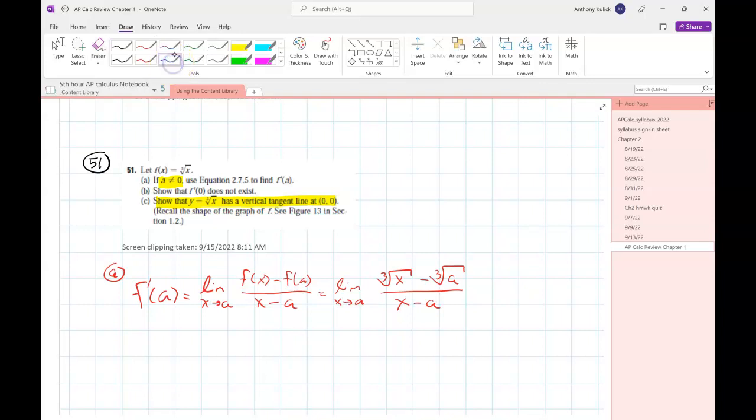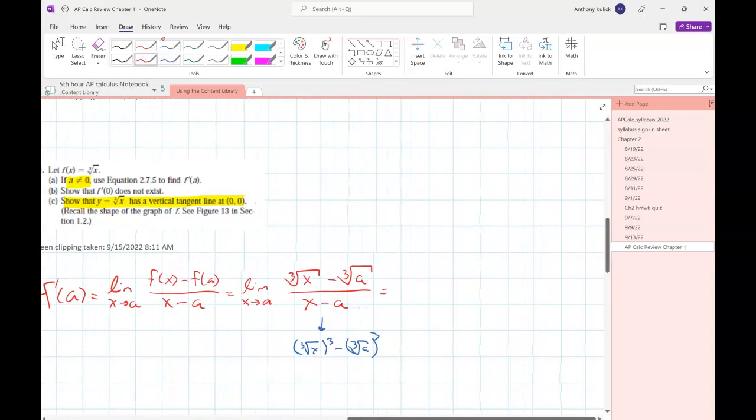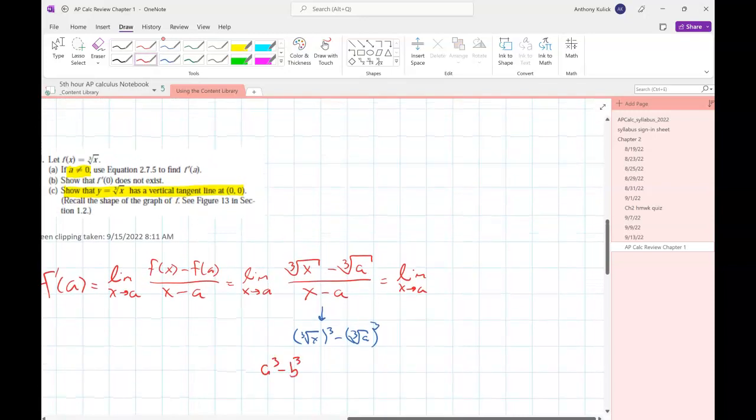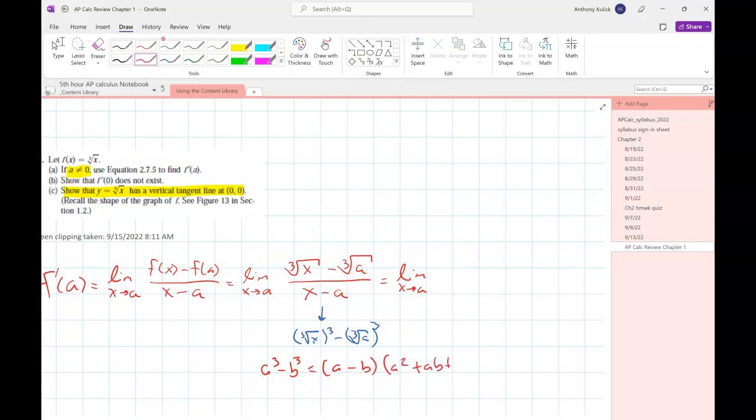Here's the way I would think about this problem. I would think about the denominator as a difference of 2 cubes. If I do that, I can factor the denominator using the difference of 2 cubes factoring pattern. Who remembers that? That's the difference of 2 cubes factoring pattern.